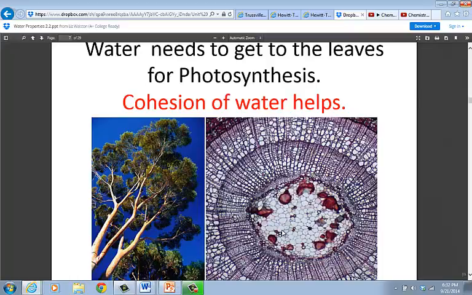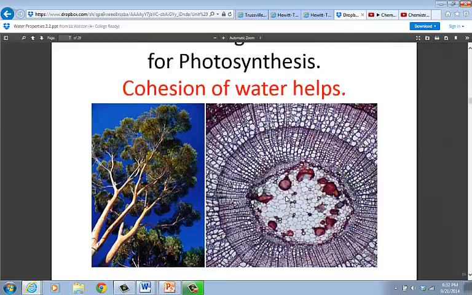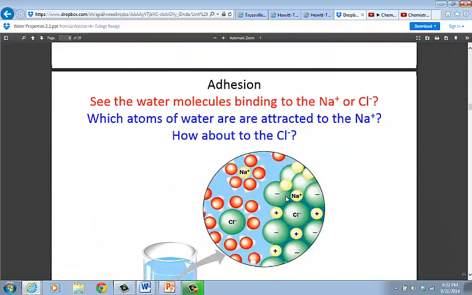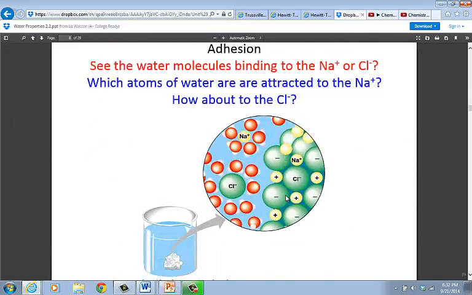Water is going to flow through the xylem cells, X, Y, L, E, M cells. And as water is going to go there, it flows through them. Now, cohesion doesn't work on its own. In order to get water from the roots to the tips of the leaves, there's a different quality that water has.